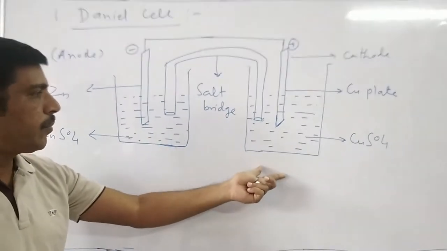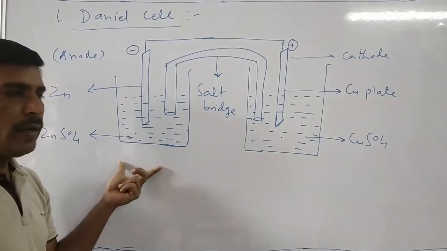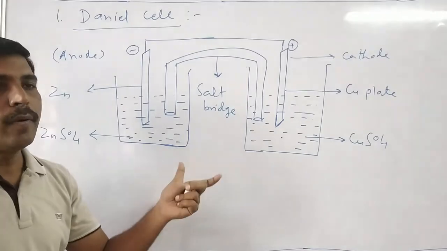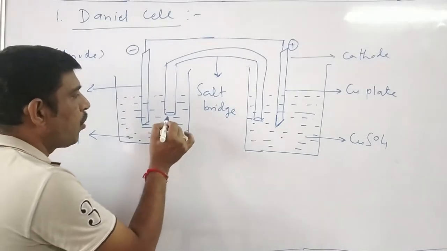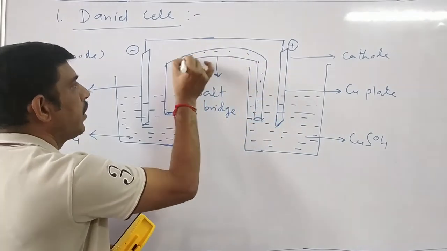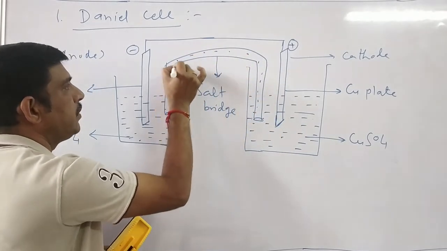This is one half part of the cell, and this is another half part. It also maintains neutrality and allows only ions to pass. Here the cotton wool is there, and here the mixture of agar-agar gel and KCl.